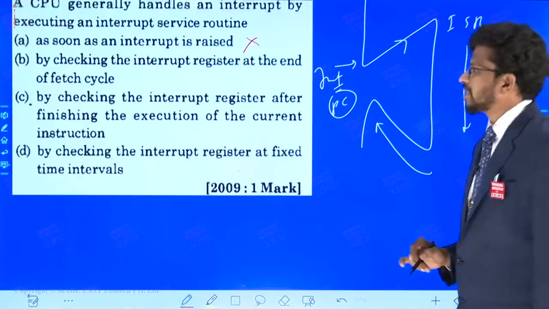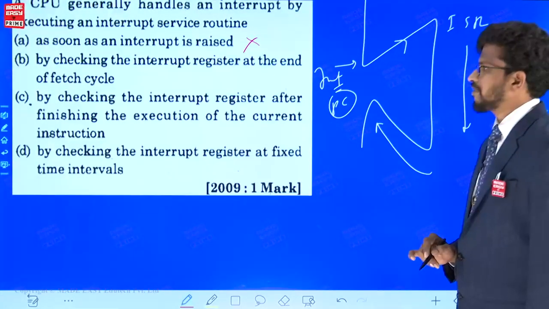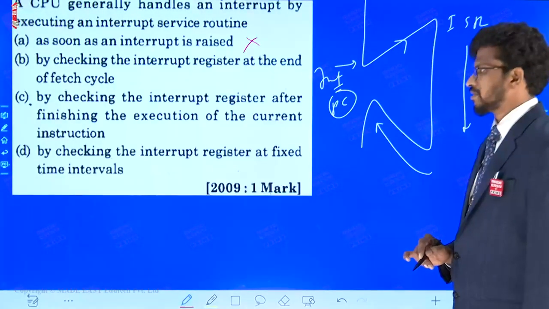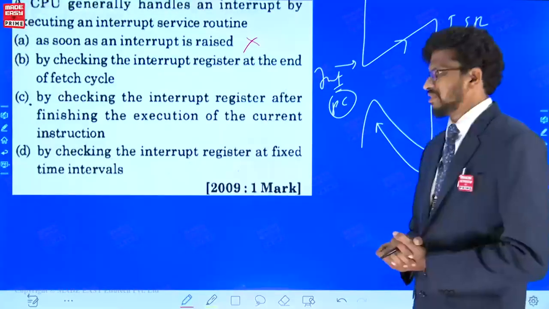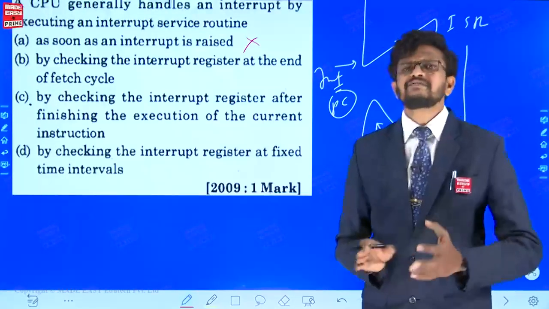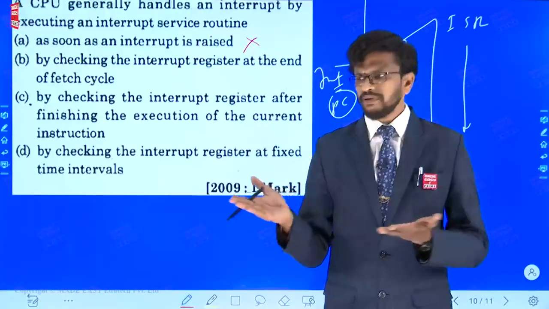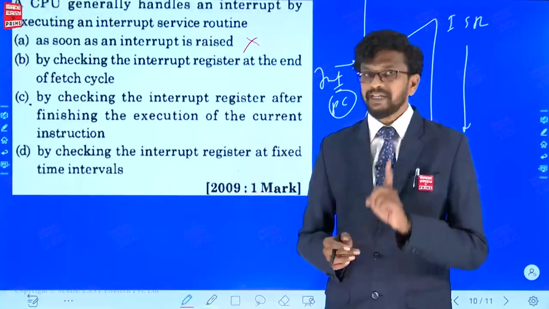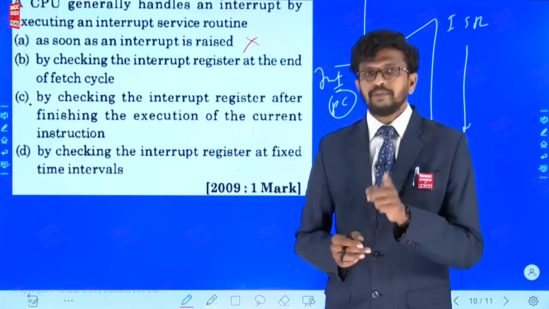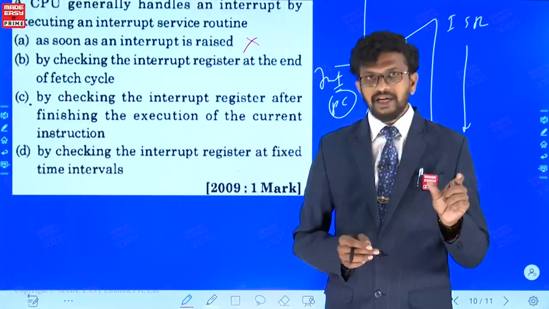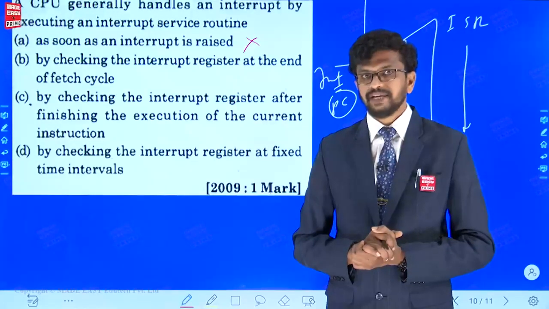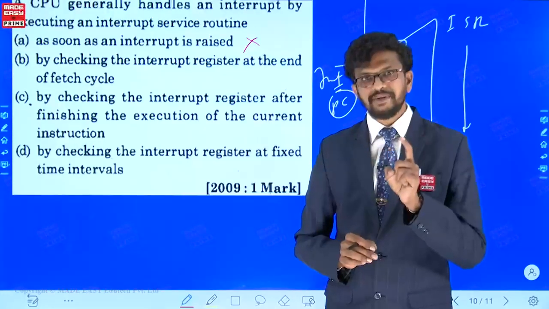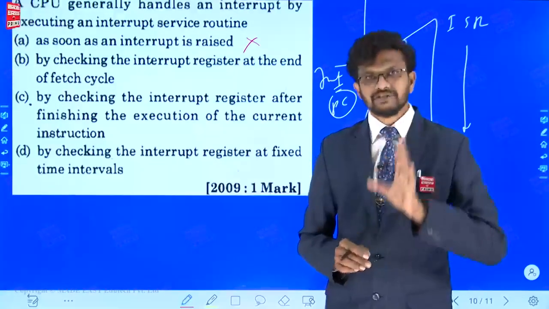Look at the next one. Let us see. By checking the interrupt register after finishing the execution of the current instruction. By checking the interrupt register at fixed time intervals. So don't worry about this. What is interrupt register? Whenever some interrupt occurs, there is a mechanism inside the processor to store the status of these interrupts, vectored interrupts I told you, or whatever the interrupt it is. But understand, when interrupt occurs, the processor will complete the last instruction, and I discussed in the case of INTR, the interrupt request pin of the processor. The processor will always check the status of interrupt only in the last clock period of the instruction.